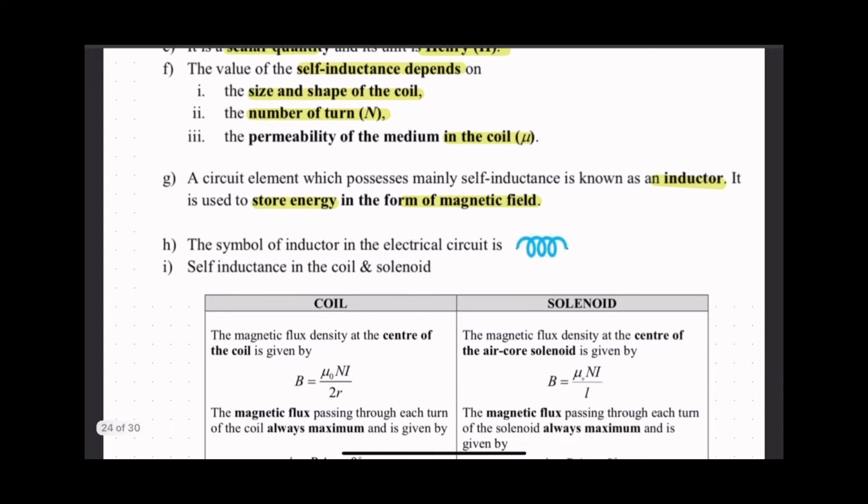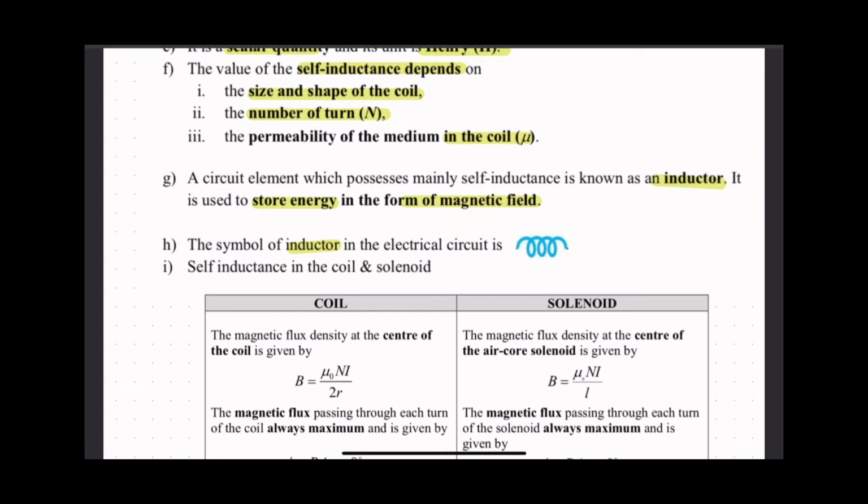Okay, this is the symbol for an inductor in an electrical circuit. You will meet the inductor in the next chapter. In the next chapter you will learn three electrical circuit elements: resistor, capacitor, inductor. So that's why you have to learn the inductor first.